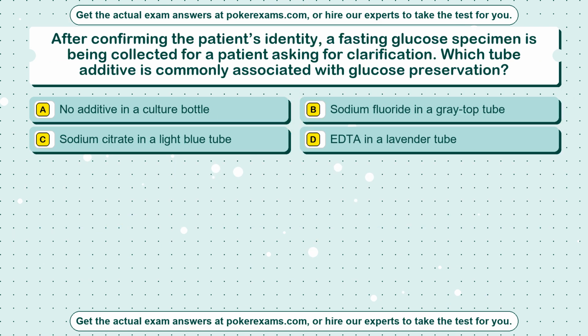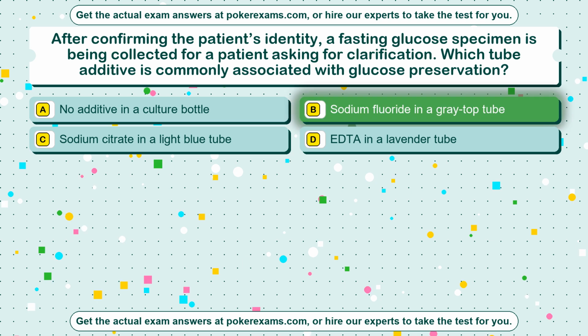Question 21. After confirming the patient's identity, a fasting glucose specimen is being collected for a patient asking for clarification. Which tube additive is commonly associated with glucose preservation? Option A. No additive in a culture bottle. Option B. Sodium fluoride in a gray top tube. Option C. Sodium citrate in a light blue tube. Option D. EDTA in a lavender tube.